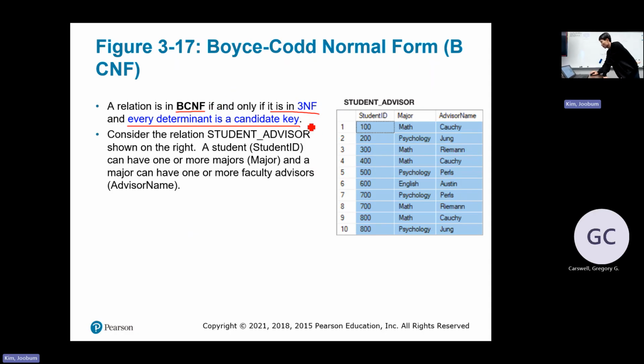So consider this relation, student advisor. There are three columns: student ID, major, advisor name. So try to think what kind of functional dependencies exist. Student ID can determine major.